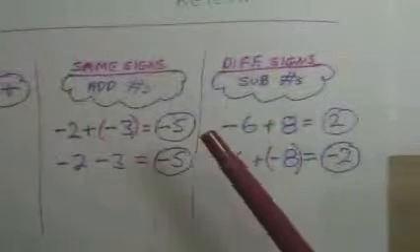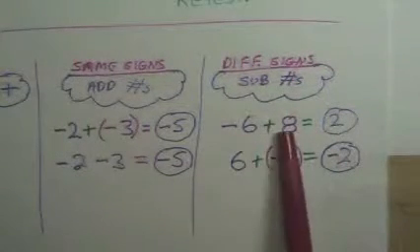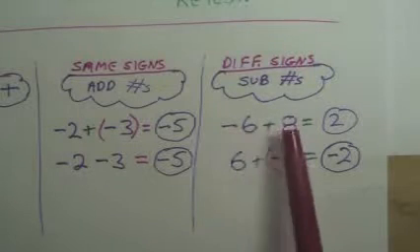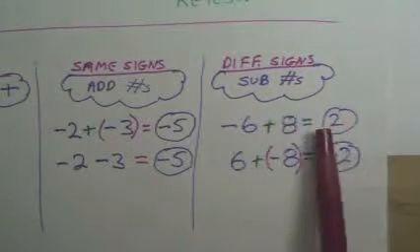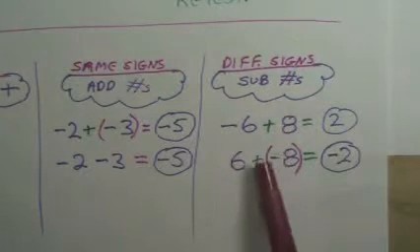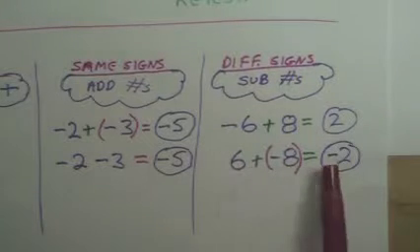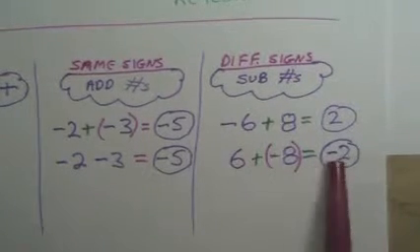And also, if they're different signs, we want to subtract the numbers. So for here, that's a negative and that's a positive. We need to subtract the 2. Well, 8 take away 6 is 2, and there's more positive. Now, in this case, they're different, but there's more negative. So again, 8 take away 6 is 2, but there's more negative, therefore it's negative.